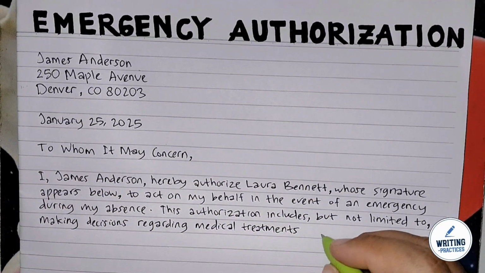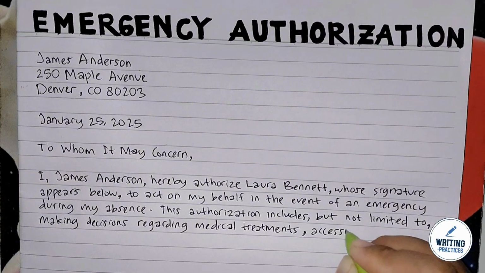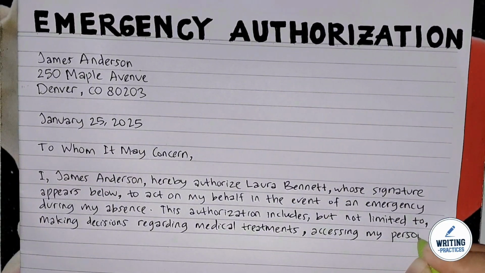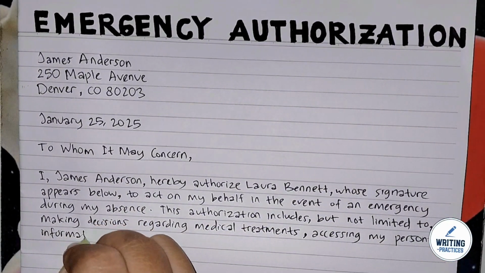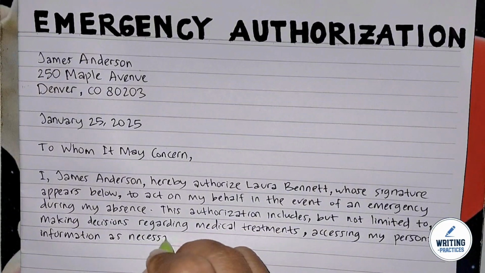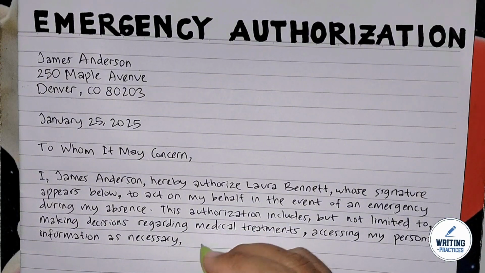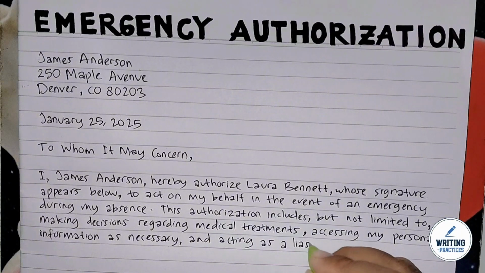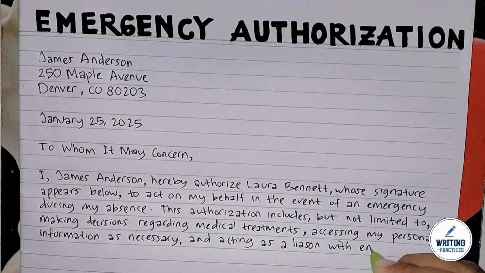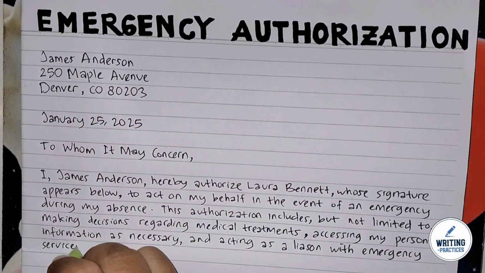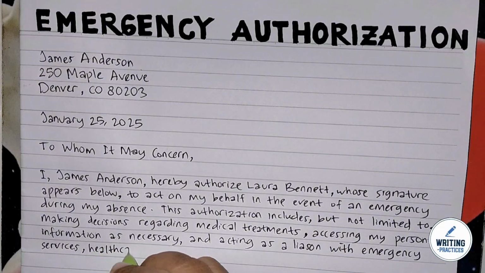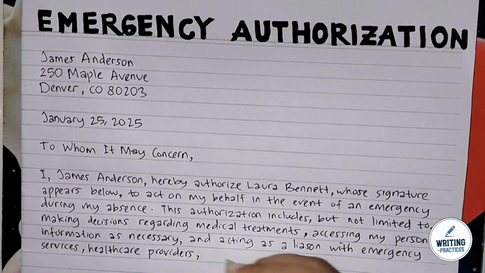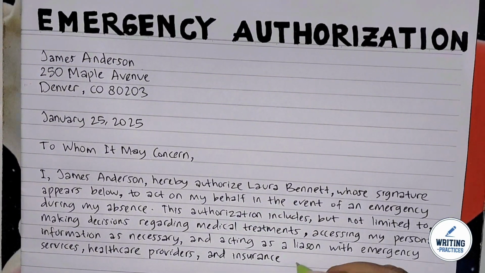By doing so, provide the context or reason for the authorization. This helps clarify why the authorization is being granted. Here is the example of how you write it. This authorization includes, but is not limited to, making decisions regarding medical treatments, accessing my personal information as necessary, and acting as a liaison with emergency services, healthcare providers, and insurance companies.